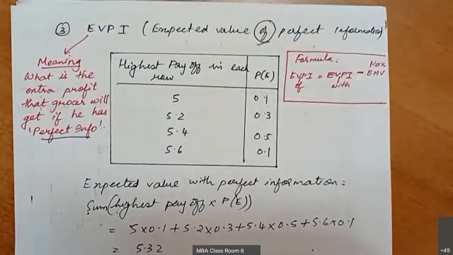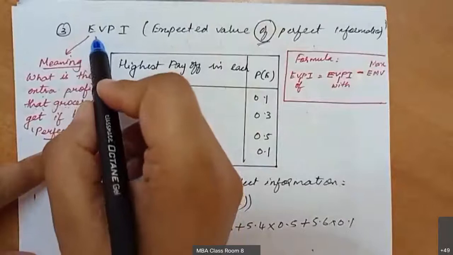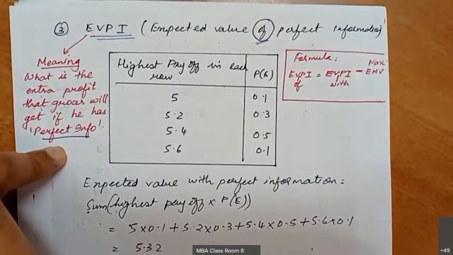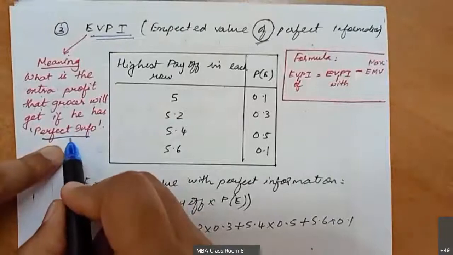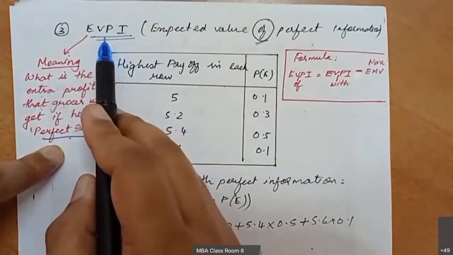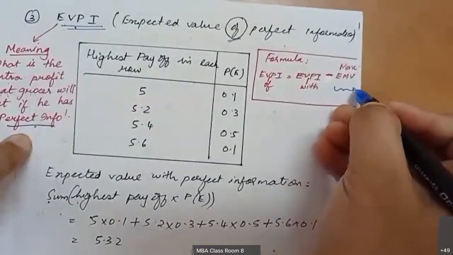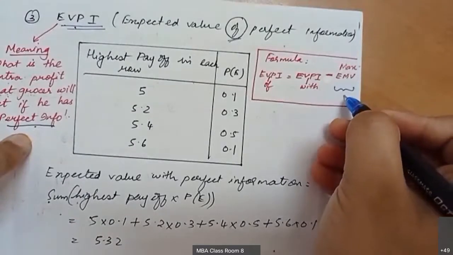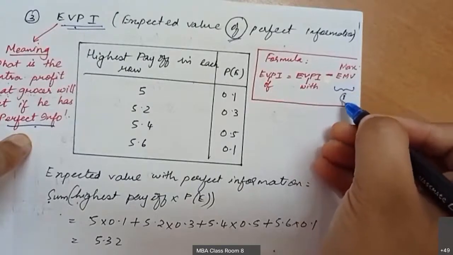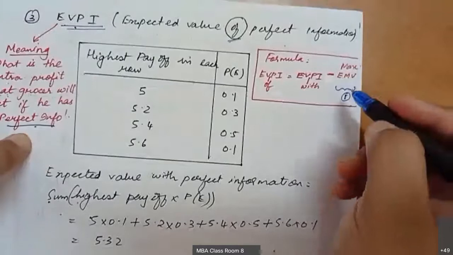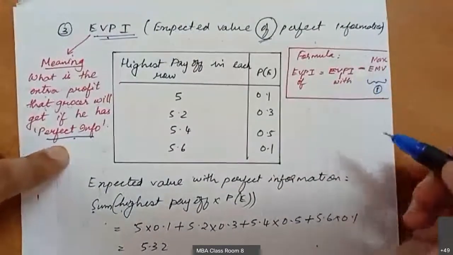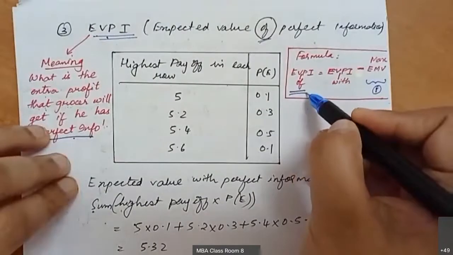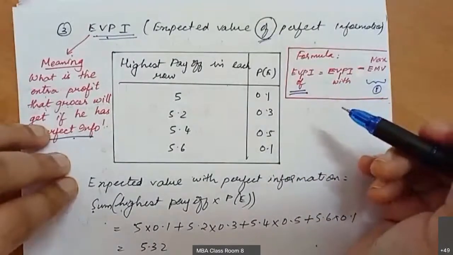So if you have perfect information, what is the extra profit that you are going to make? That is the meaning of EVPI. Is it clear? Maximum EMV means without perfect information, what is the profit that you're going to make? That we have already calculated in question number 1, when you don't have any perfect information. There we took different situations, D1, D2, D3, D4. But the question is EVPI. EVPI means with perfect information, what is going to be your extra profit?